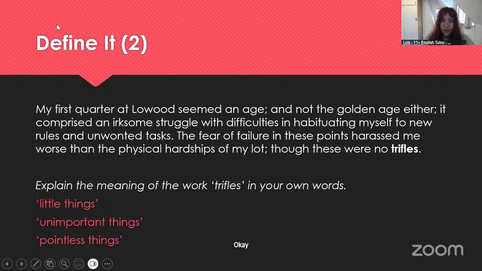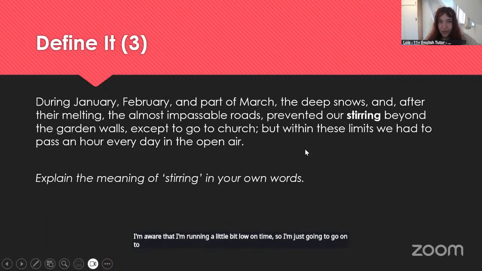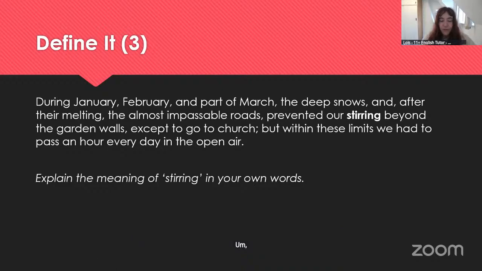Okay, right. I'm aware that I'm running a little bit low on time, so I'm just going to go on to try and get through this last little bit before we run out of time for today.